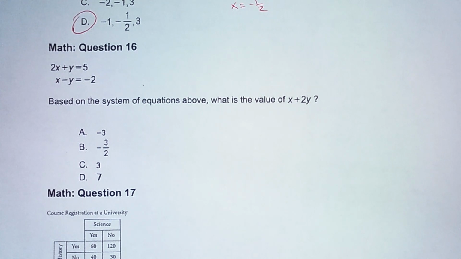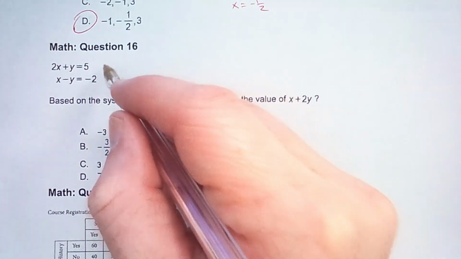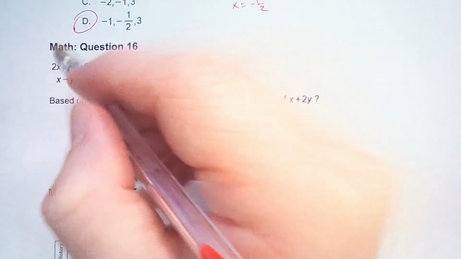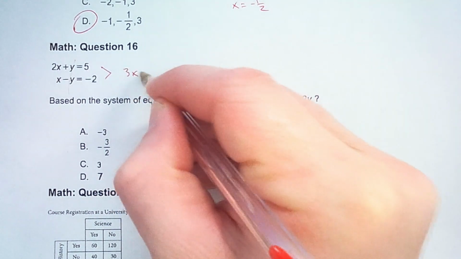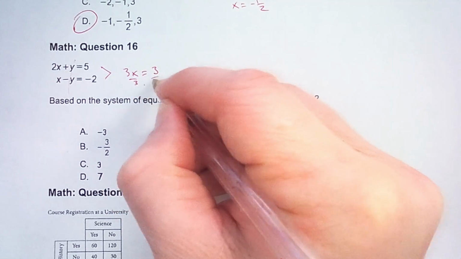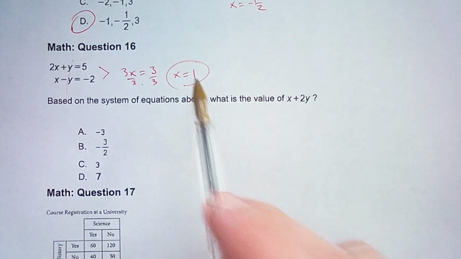Number 16, based on the system of equations above, what is the value of x plus 2y? So we need to solve that system for x and y, and then find what is x plus 2y. Now this system is already set up to eliminate the y's. So if I combine these two equations, the y's eliminate, and I have 2x plus x, that's 3x, and 5 minus 2 is 3, and I can divide by 3 and get x equals 1. Okay, so there's one value, x equals 1.